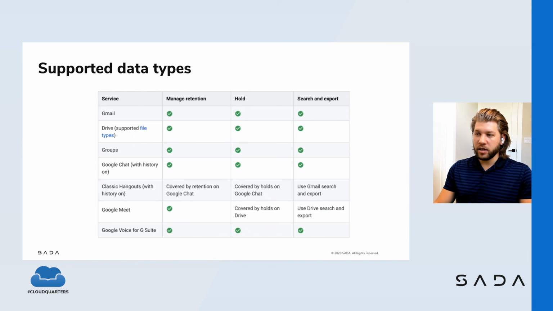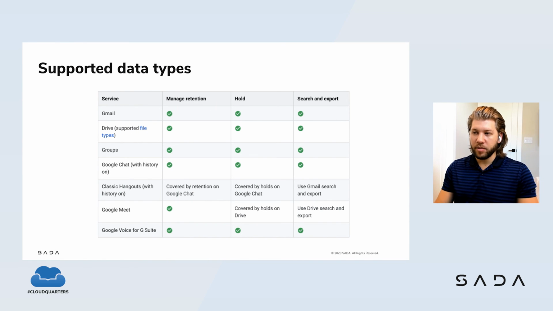Going back to supported data types, this is a question that we get a lot. It's important that you understand that the majority of Google Workspace services are covered when it comes to data retention and Google Vault. Just to show you a few, we have Gmail, Drive, Groups, Chat, Classic Hangouts, Google Meet, and Google Voice.